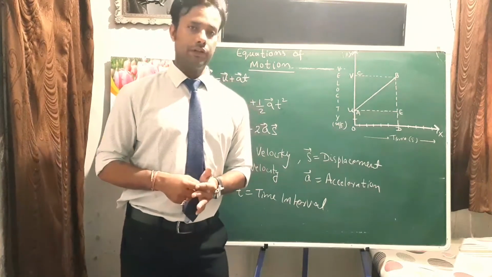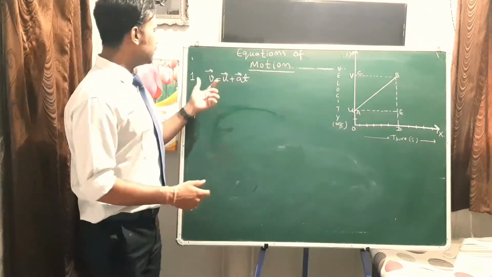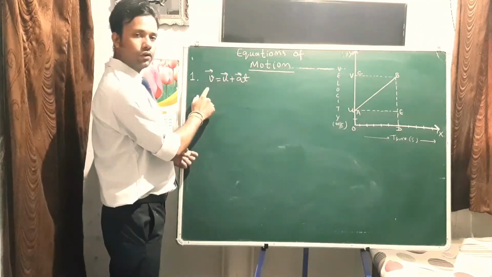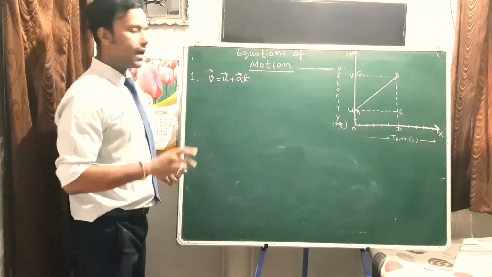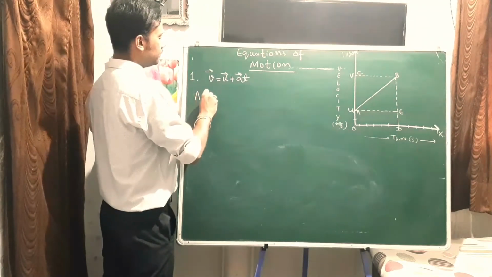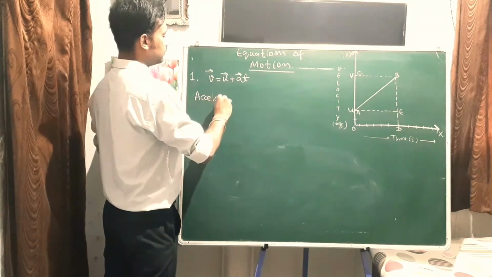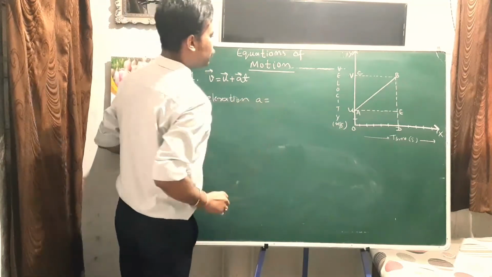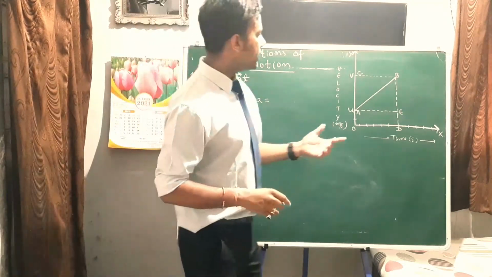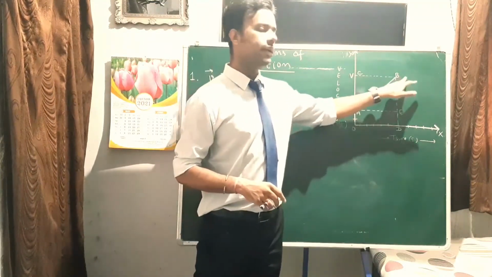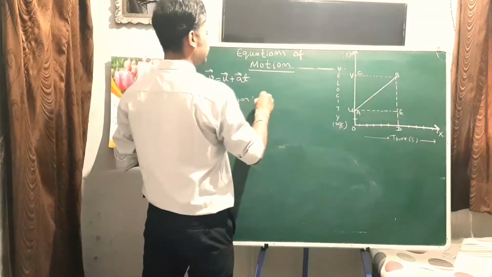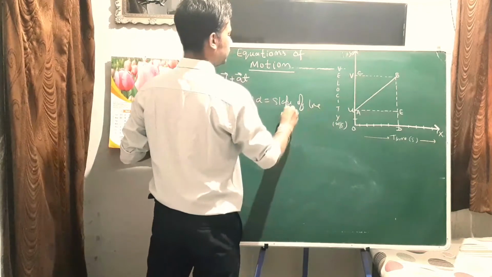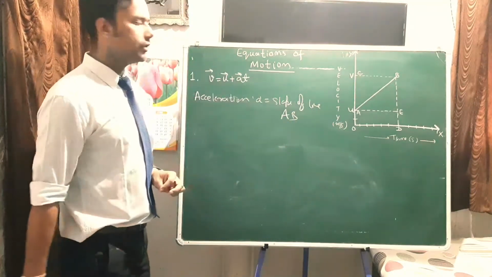So let's see the derivation. Let us find the first equation of motion. In this equation, we see that it is the combination of velocity and acceleration. Now, what was the acceleration? Acceleration a was slope. So here if we can find the slope of graph line AB, a will be the slope of line AB, right? That will be the acceleration.